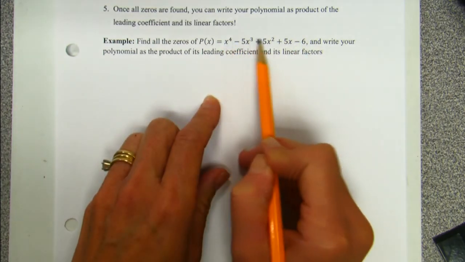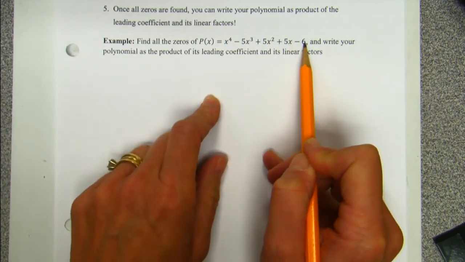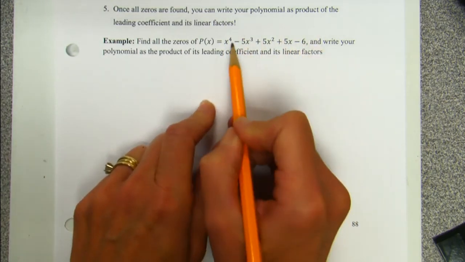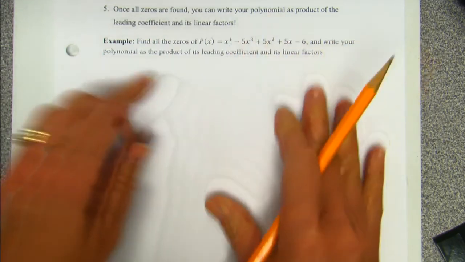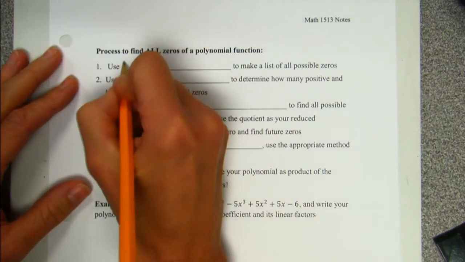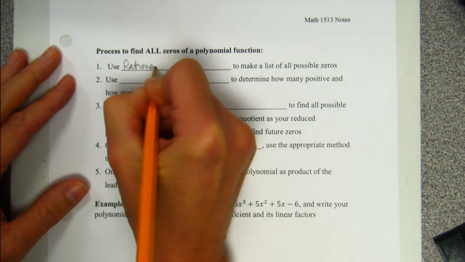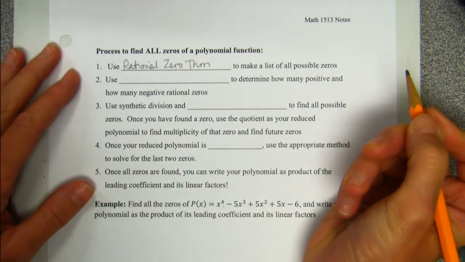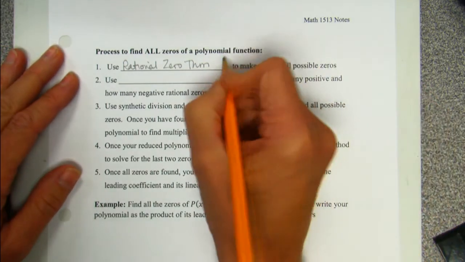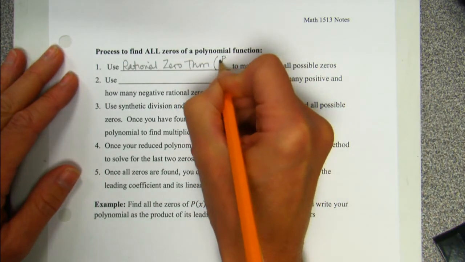But it's got 1, 2, 3, 4, 5 terms. We don't know how to factor something with 5 terms, but we do know we're looking for 4 zeros. Let's go find them. How do you do it? Step 1, you use the rational zero theorem to make a list of the possible zeros. I'll put in parentheses behind it, that's the P over Q thing.